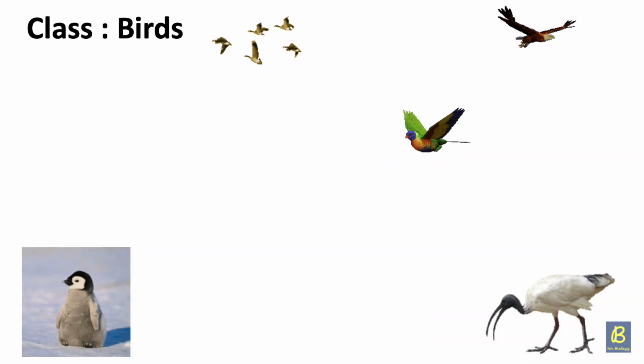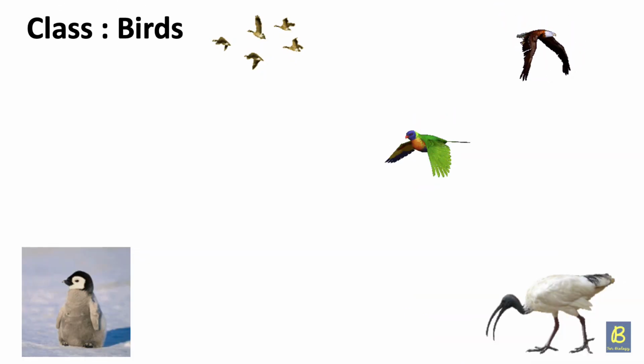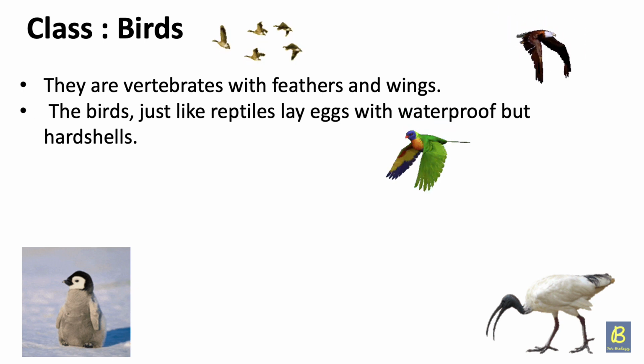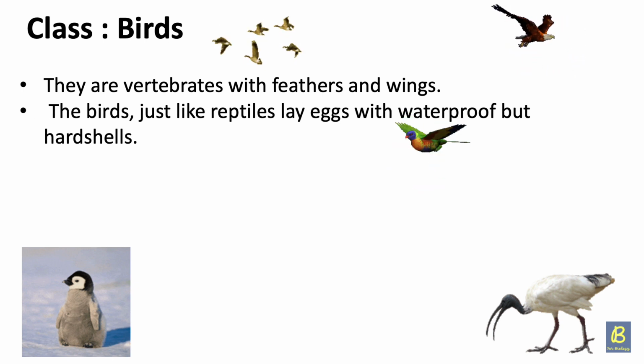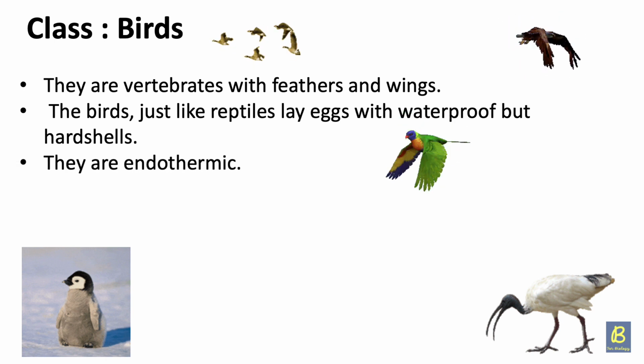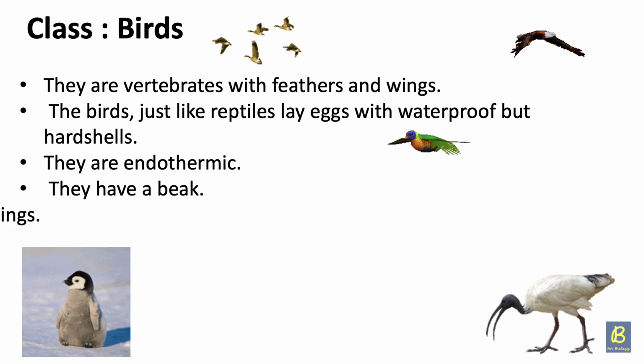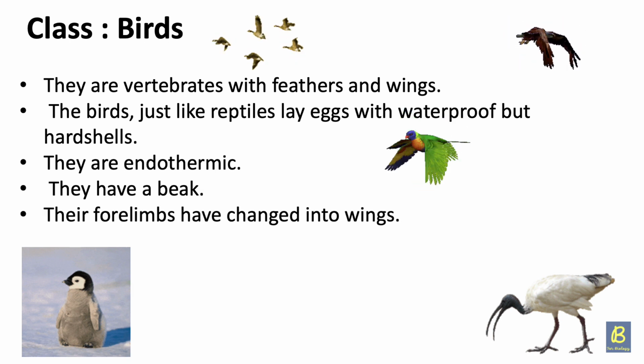Next class of vertebrates is birds. Birds are vertebrates with feathers and wings. The birds, just like reptiles, lay eggs with waterproof but hard shells. They are endothermic. They can maintain their body temperatures. They have a beak and their forelimbs have changed into wings.